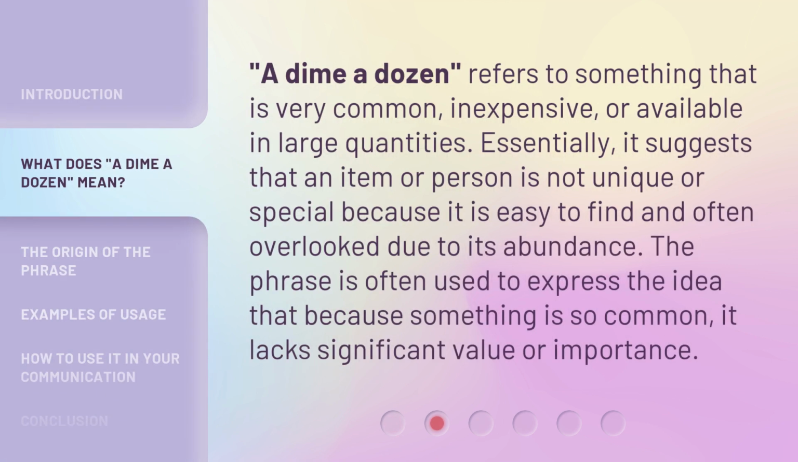A dime a dozen refers to something that is very common, inexpensive, or available in large quantities. Essentially, it suggests that an item or person is not unique or special because it is easy to find and often overlooked due to its abundance. The phrase is often used to express the idea that because something is so common, it lacks significant value or importance.